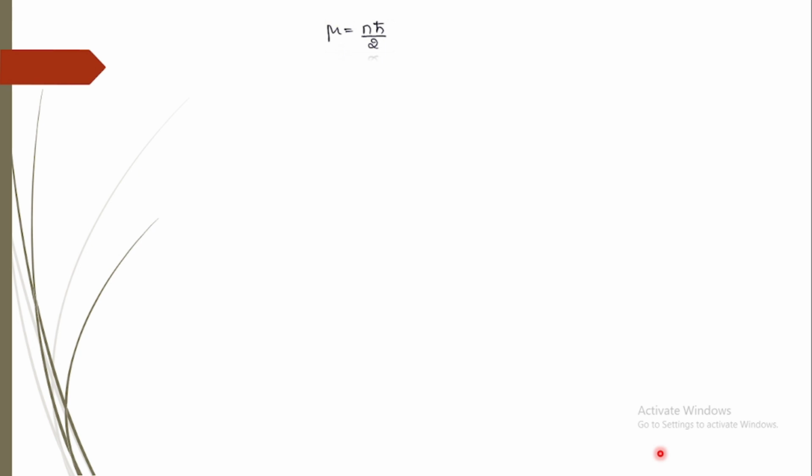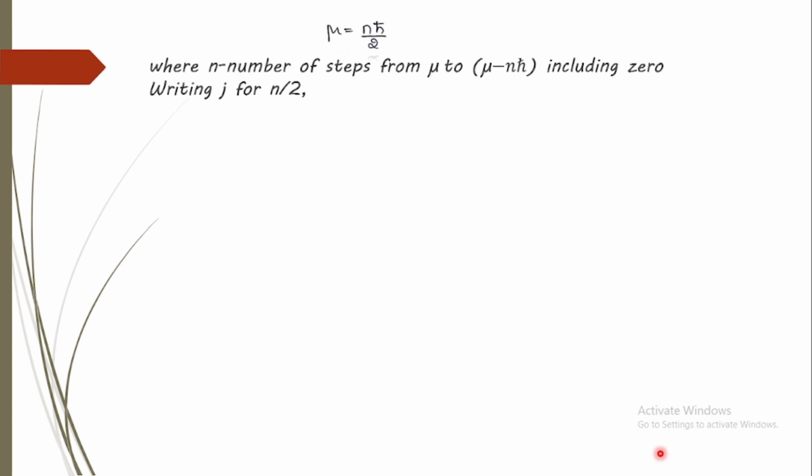So this is an important thing where we have found out the value of mu with respect to the operator, and here n is the number of steps from the maximum eigenvalue mu to the minimum eigenvalue mu minus n h cross, and it also includes 0 in it. And if we write j for the value of n by 2, then for operator jz, we have the maximum eigenvalue as j h cross, whereas the minimum eigenvalue will be minus j h cross.